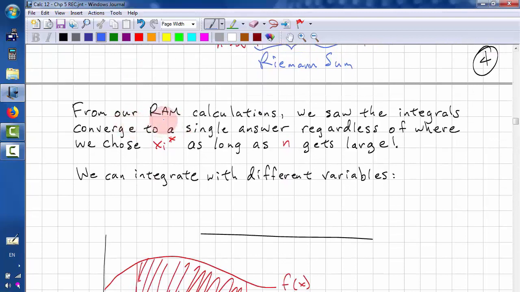And from our rectangular approximation calculations, we saw that the integrals converge to a single answer regardless of where we choose xi star, as long as n gets large. And please be aware we can integrate with different variables. We could do a to b, s of t, dt, or we could do something like integral a to b, f of u, du. Okay, so it doesn't always have to be x.